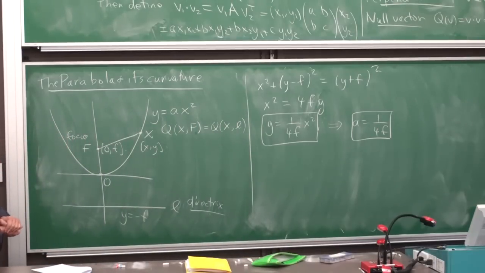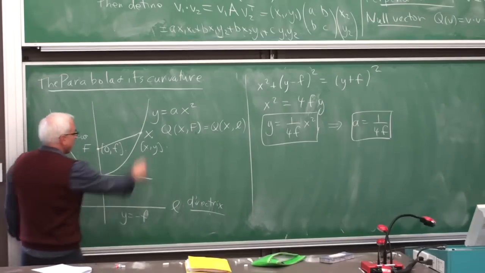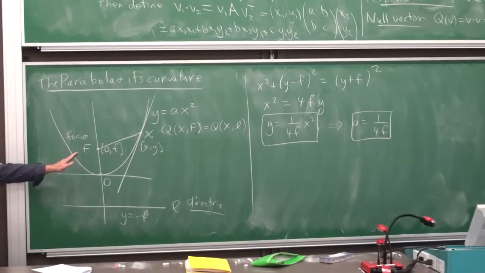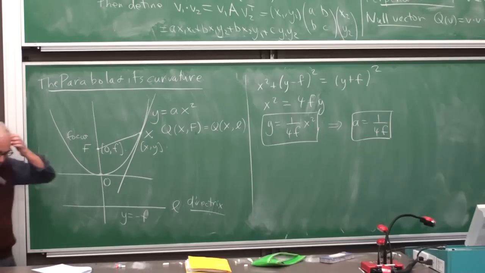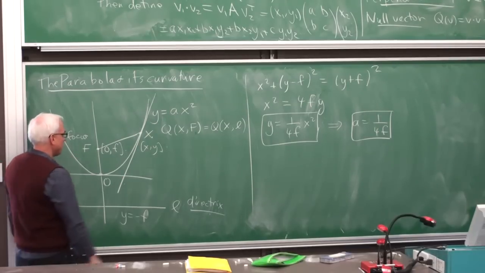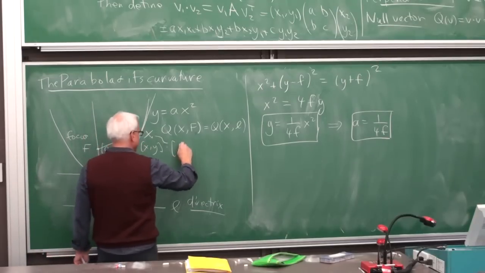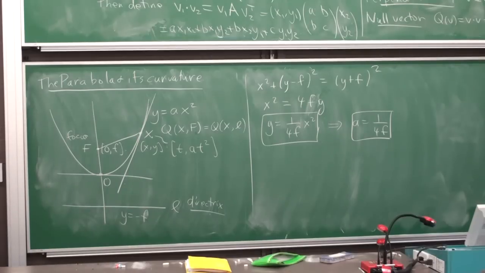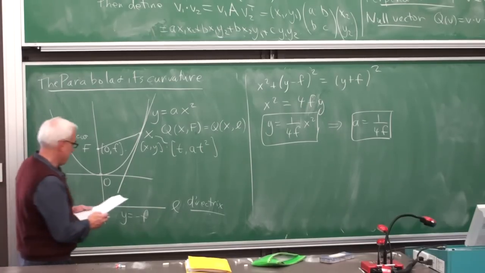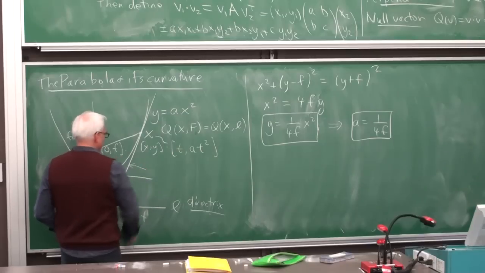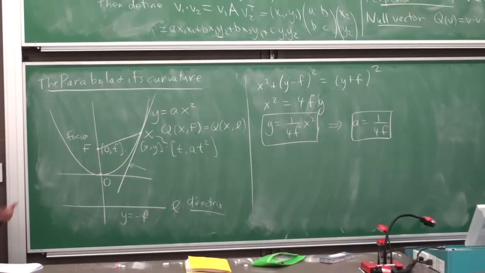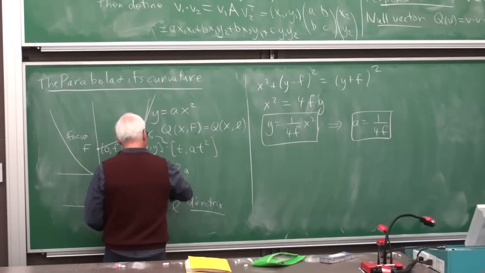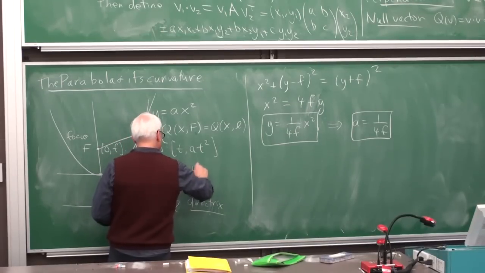Okay, so now let's do something else. Let's have a look at a normal. If we look at a tangent line here, let's write this point now as (t, at squared), because it's lying on the parabola. Then a direction vector for this will be (1, 2at), written as a vector. (1, 2at) is a direction vector.